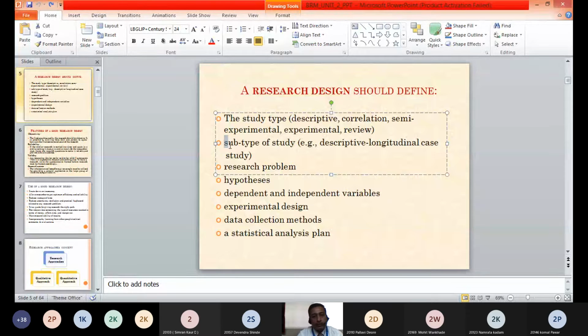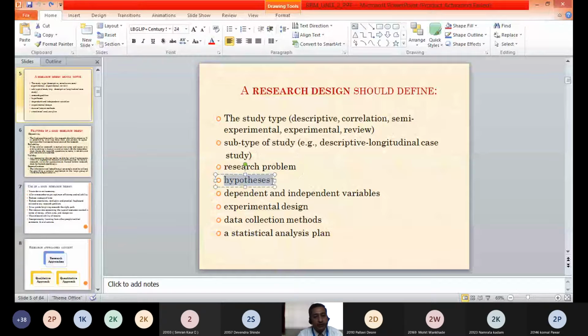Then the researcher should state the subtype of the study. Subtype may be again a descriptive study, which is based on longitudinal or case study. So what is the subtype of the study also needs to be stated. Then the researcher should state the clear research problem. What is the identified problem? In clear words, there should not be any confusion or any ambiguity. There should not be any difficulty in understanding what the problem is. So the problem statement needs to be there.